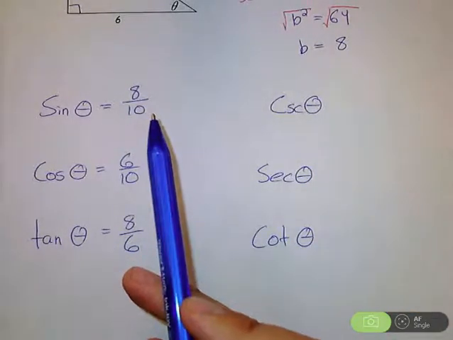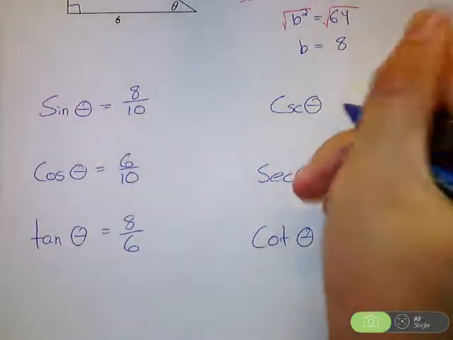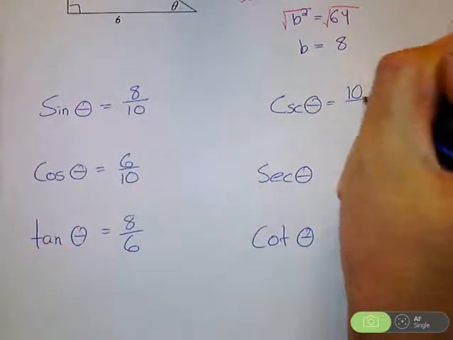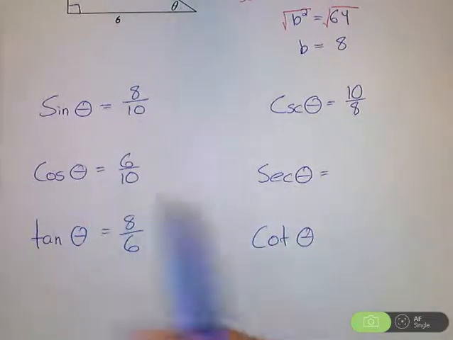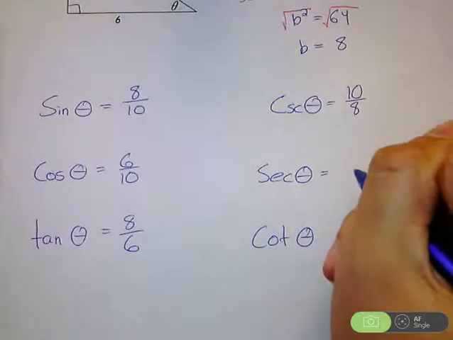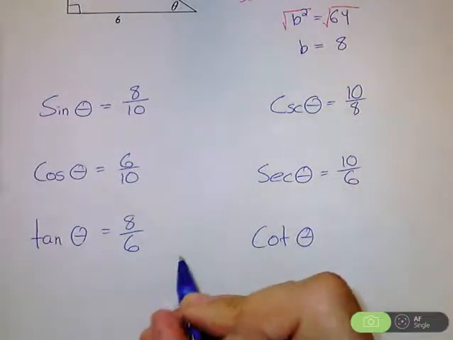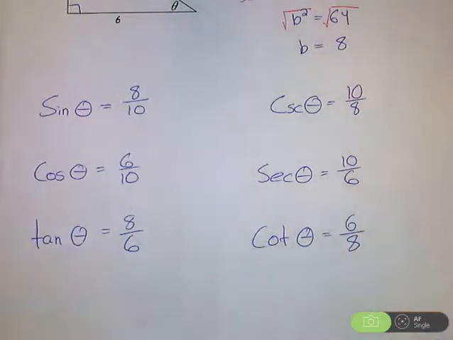So if we remember, the cosecant is always the reciprocal of sine. So we're going to have, instead of 8 over 10, we're going to have 10 over 8. Same with secant. Secant is the reciprocal of cosine. So we're going to have 10 over 6. And then for cotangent, that is the reciprocal of tangent. We're going to have 6 over 8.